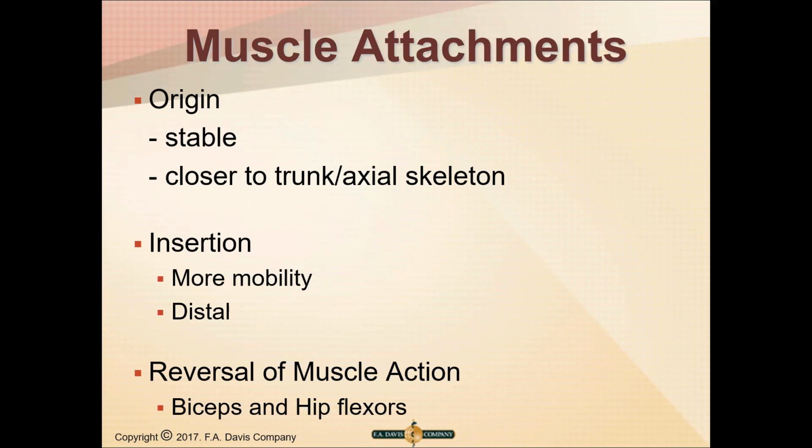Obviously all muscles have actions where they do one motion. Some muscles are able to do a reversal of muscle action, such as the biceps and the hip flexors, where they can actually allow it to do the reverse of what it's supposed to do.